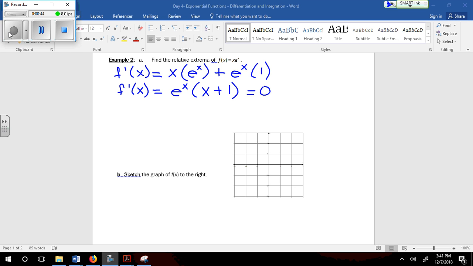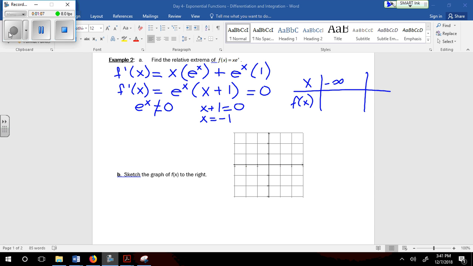So if we set them each equal to 0, we get e to the x equals 0, and x plus 1 equals 0. Well, e to the x can never equal 0, so there's no solution there. And then we get x equals -1 as a critical point. So we're going to do some test values for this to see if it's a max or a min.